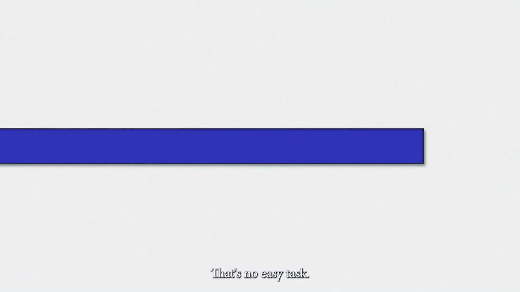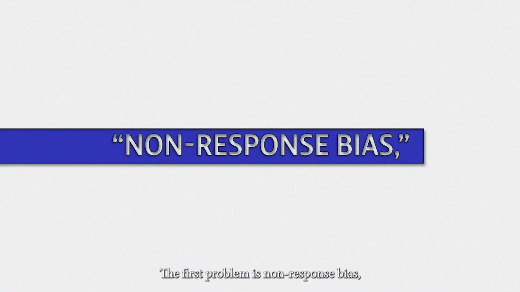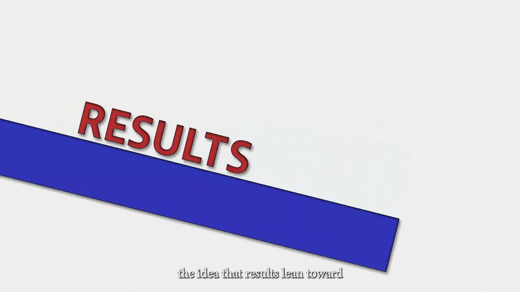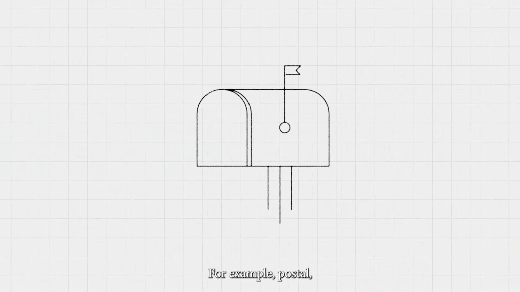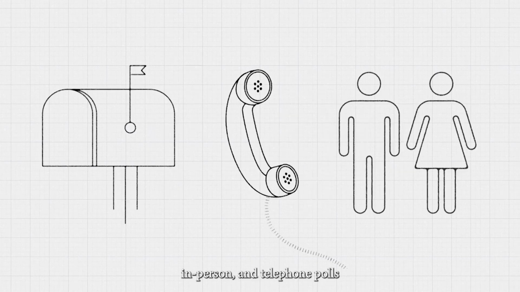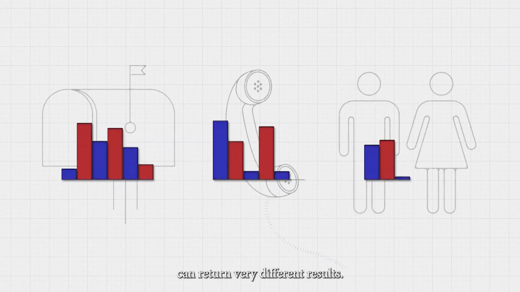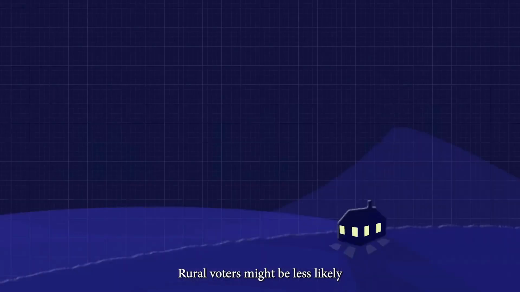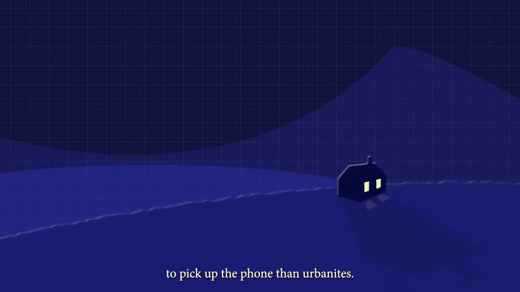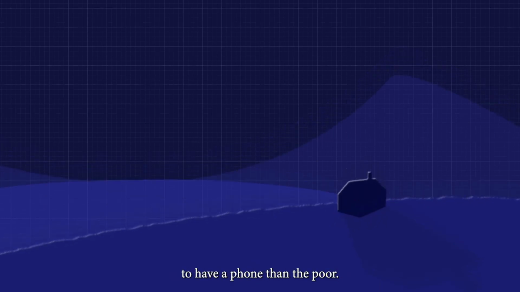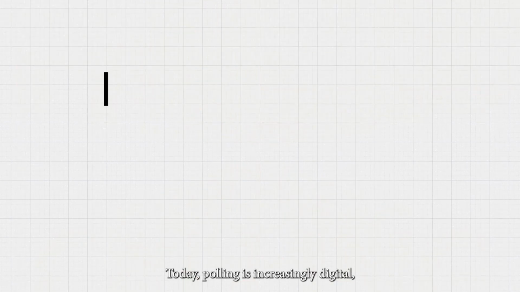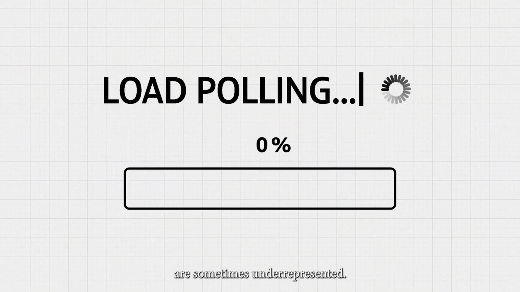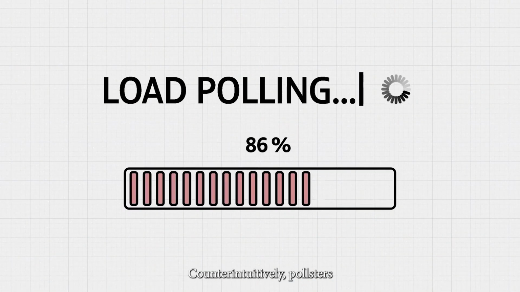That's no easy task. The first problem is non-response bias, the idea that results lean toward the kind of people who respond. For example, postal, in-person, and telephone polls can return very different results. Rural voters might be less likely to pick up the phone than urbanites, while the rich were more likely to have a phone than the poor. Today, polling is increasingly digital, which can mean older voters are sometimes underrepresented.